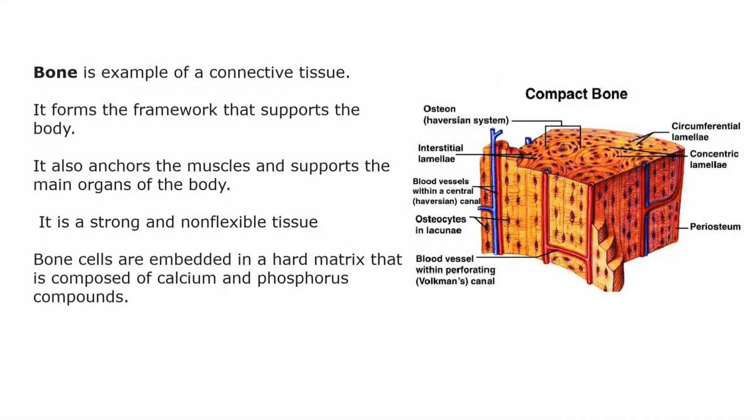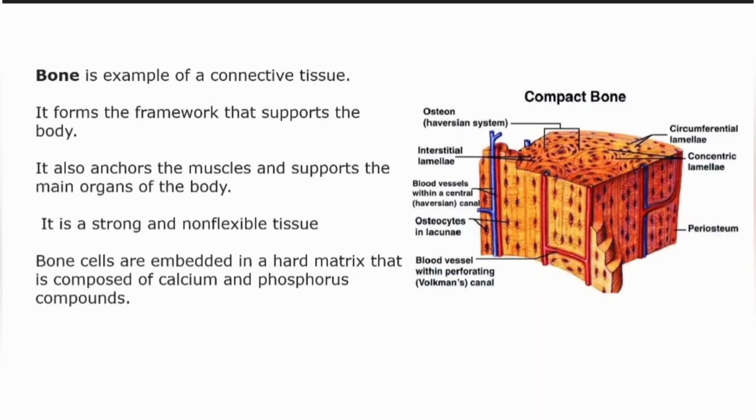Next, bone is an example of connective tissue. It forms a framework that supports the body. It also anchors the muscles and supports the main organs of the body. It is a strong and non-flexible tissue. Bone cells are embedded in a hard matrix that is composed of calcium and phosphorus compounds.